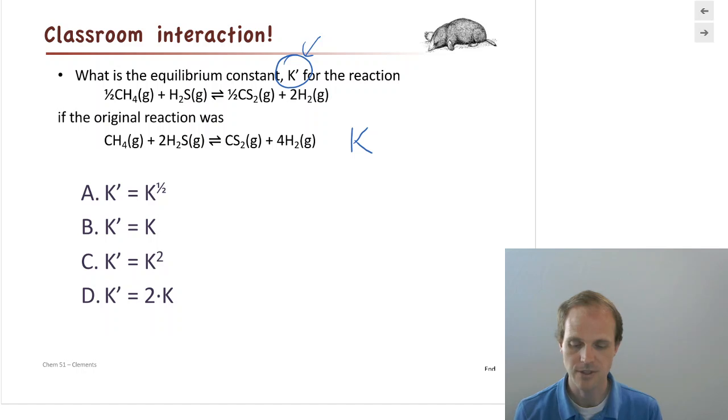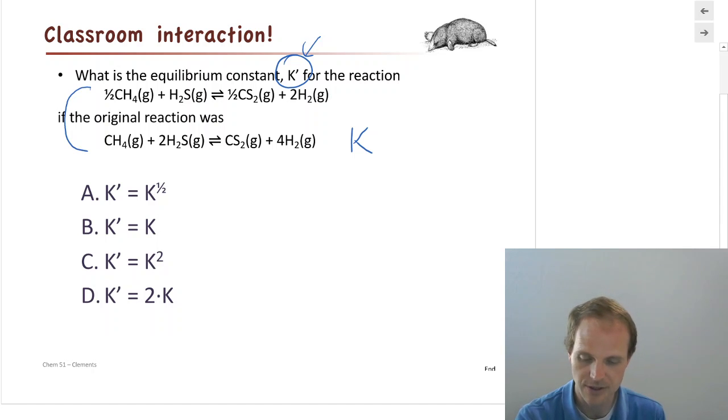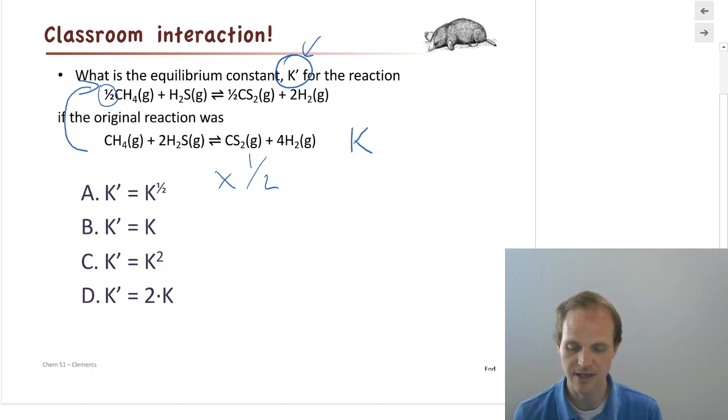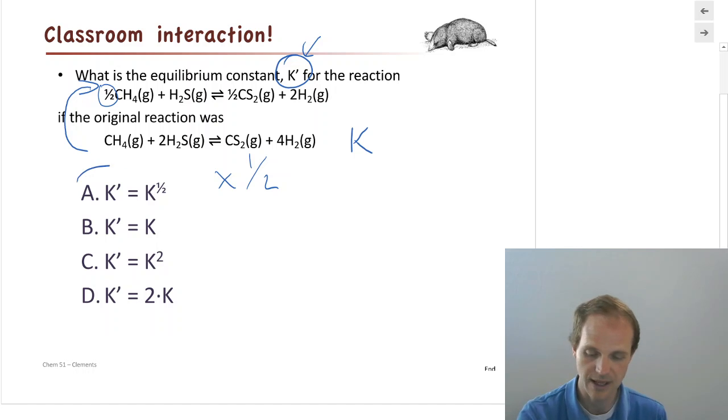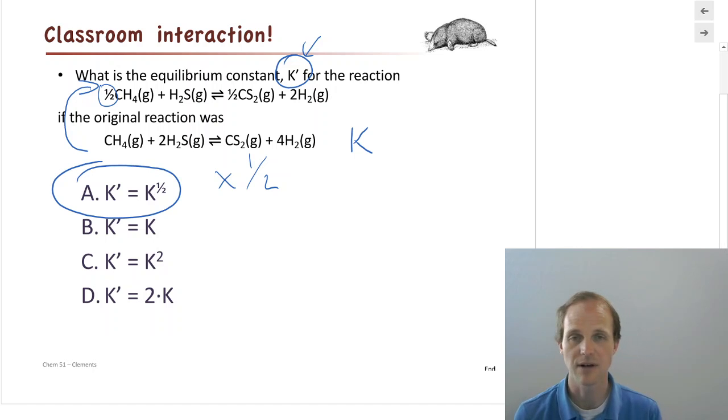All right, what did you come up with? Hopefully you said, well, what did I do from this reaction to this reaction? I went from the original reaction on the bottom to the new reaction on the top. I multiplied by 1/2. So if I multiply by 1/2, my new K should be my old K raised to the power of 1/2.